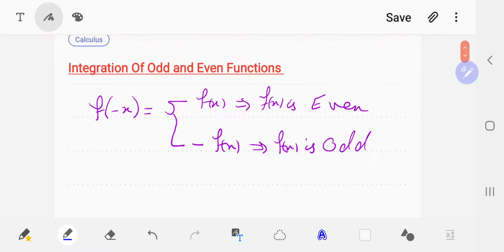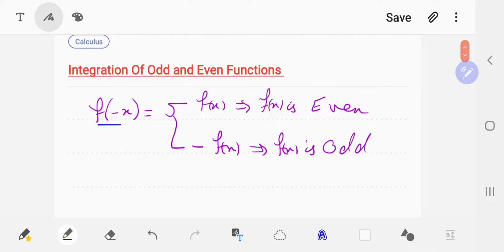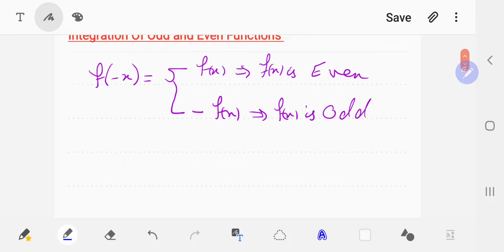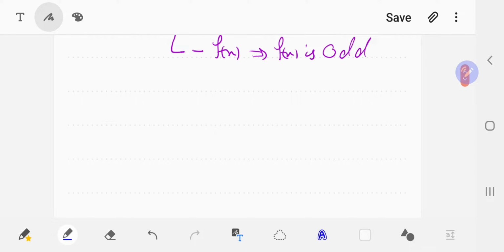Let's remember what we mean by odd and even function. If you substitute negative x inside the function, so f of negative x, if it gives you the original function f of x, then we say that the function is even. If it gives you negative the original function, then we say that the function is odd. And the simple examples on that are x squared and x cubed. We all know that x squared is an even function and x cubed is an odd function.